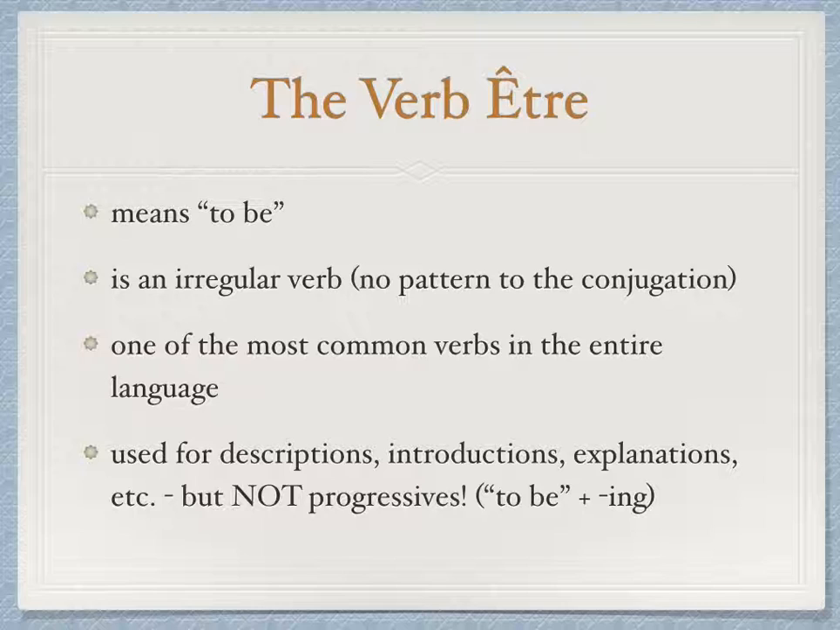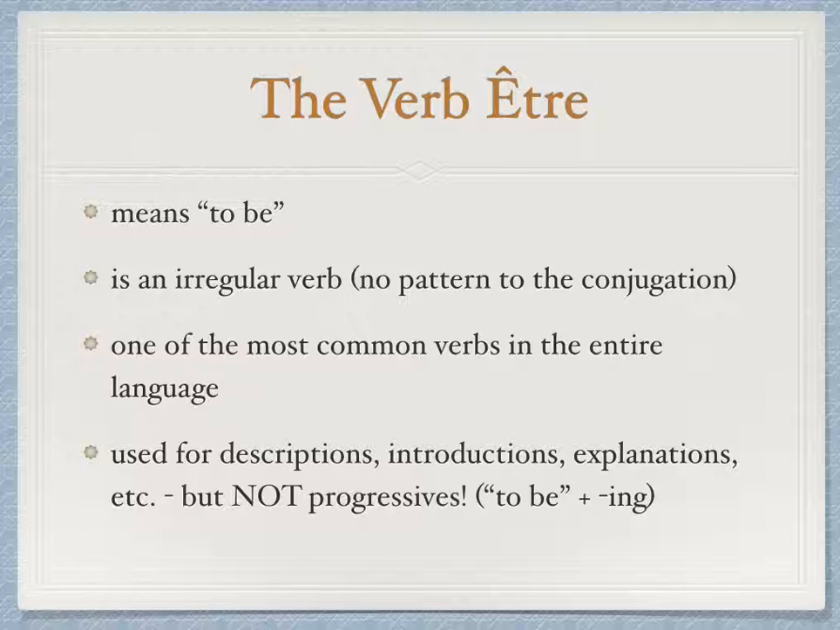It is important to note that we use the verb être in French slightly differently than we use the verb to be in English. We're still going to use it for most cases, like descriptions, introductions, explanations, etc. However, in French, we do not use the verb to be for progressives. That's a grammatical term for any time that we're talking about an action that's happening right now. Okay, most of you know these as ing verbs. In French, that does not use the verb être. It's simply a part of the regular present tense.